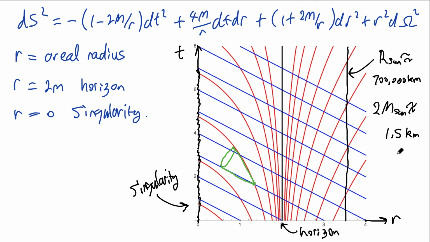But what would happen if the sun began to collapse? The surface of the sun, instead of following a world line of constant areal radius like this, follows a world line like this with a decreasing areal radius. Well, the first thing that you might wonder is, can we still assume that the geometry outside the surface of the sun is described by the Schwarzschild geometry?